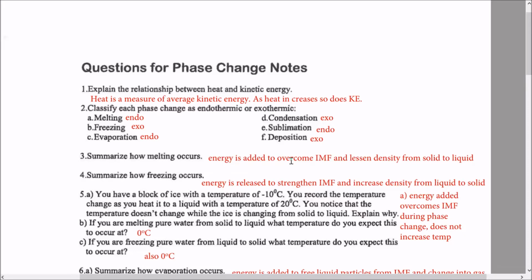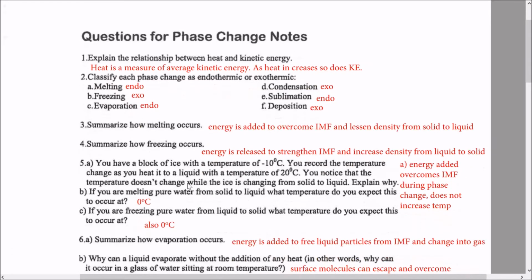All right. Summarize how melting occurs. Energy is added to overcome the intermolecular forces and lessen density from solid to liquid. So we're saying here that you're going to add energy into a substance, and that energy is going to make the molecules become more energetic and break apart from the intermolecular forces, if you remember that analogy of a magnet snapping apart. And that'll lessen the density, going from solid to liquid.